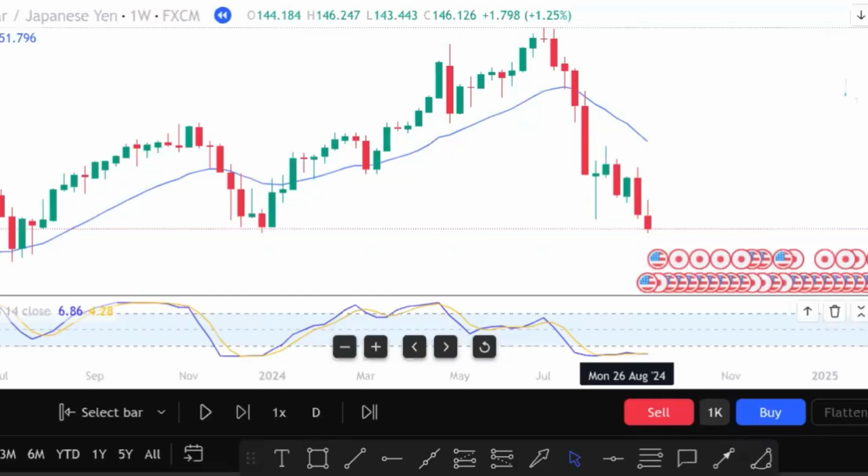All right. So basically, the stochastic RSI works by taking the RSI value and applying the stochastic formula to it. This makes it more sensitive to price changes, and that's really what you want, right? And it allows you to spot potential overbought or oversold conditions much, much faster, right? Now, like the regular stochastic, it oscillates between 0 and 100, right?